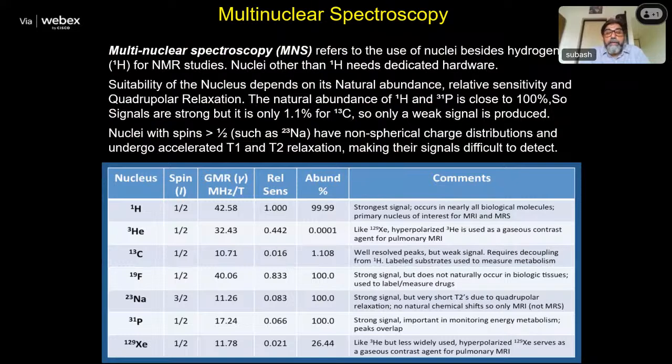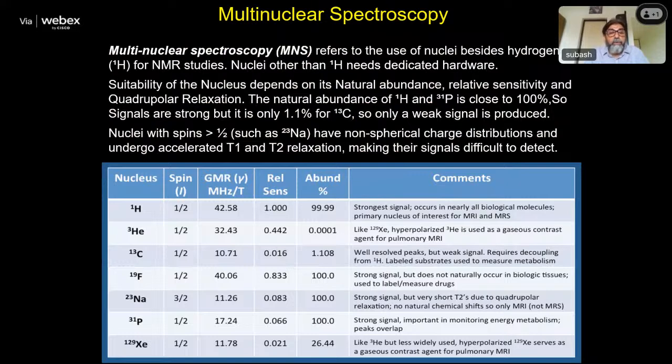So here on the lower table you see the hydrogen. It gives you the strongest signals, occurs in all biological molecules, and is the primary nucleus of interest for MRA and MRS. And the best part is, if you are buying an imaging system, you do not need any special hardware for doing MR spectroscopy for hydrogen, because you have all the software and the hardware available on the imaging system to carry out such experiments. But if you want to do any elements other than hydrogen, then you need to buy special hardware which should cover the resonance frequencies of all these nuclei which are listed here.